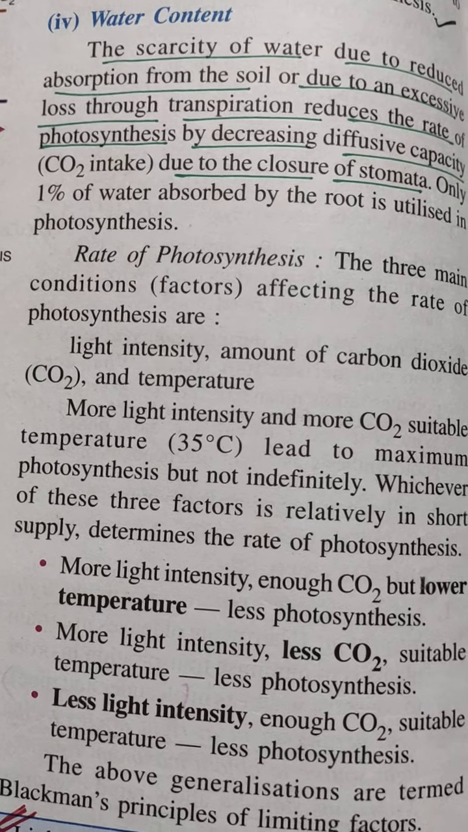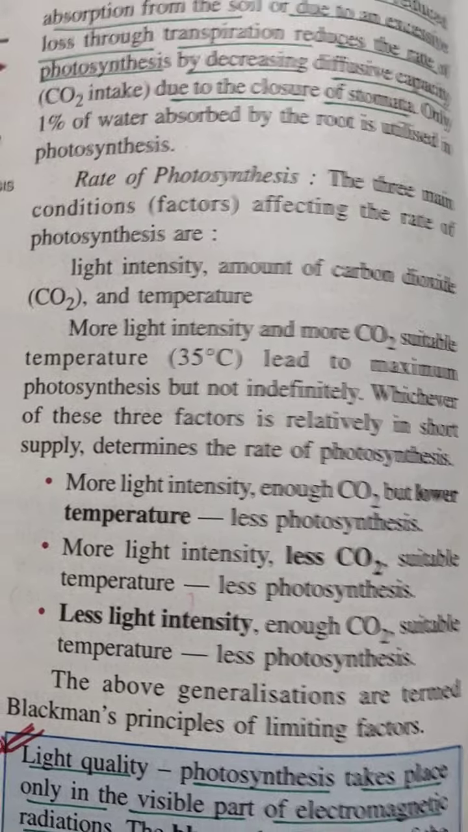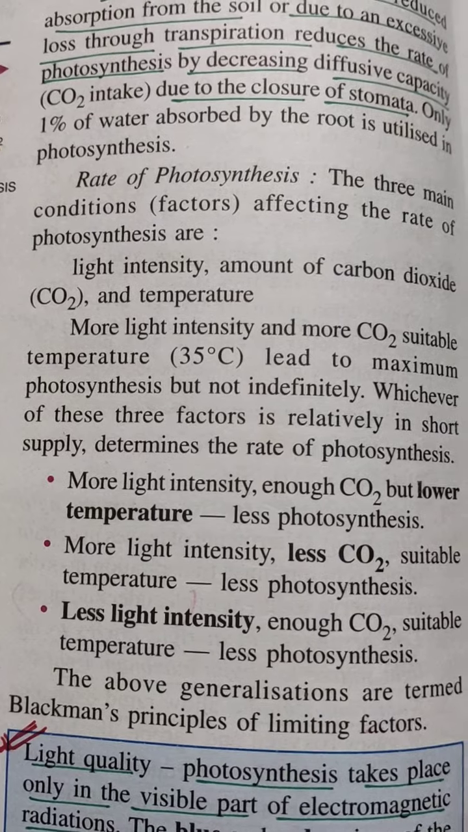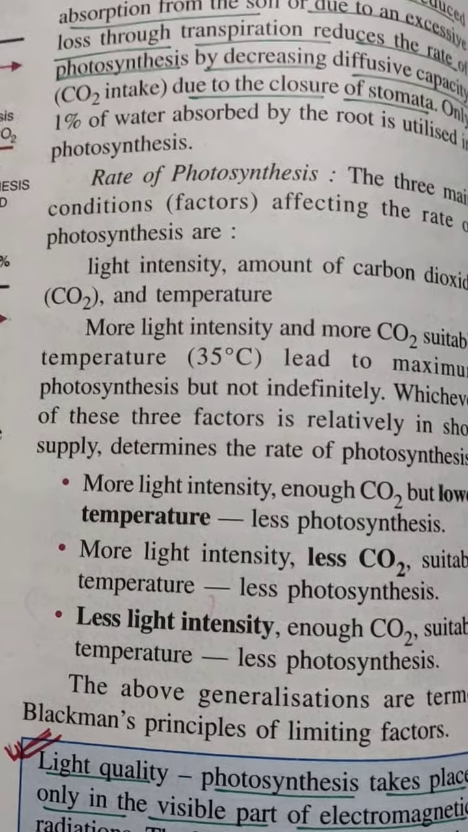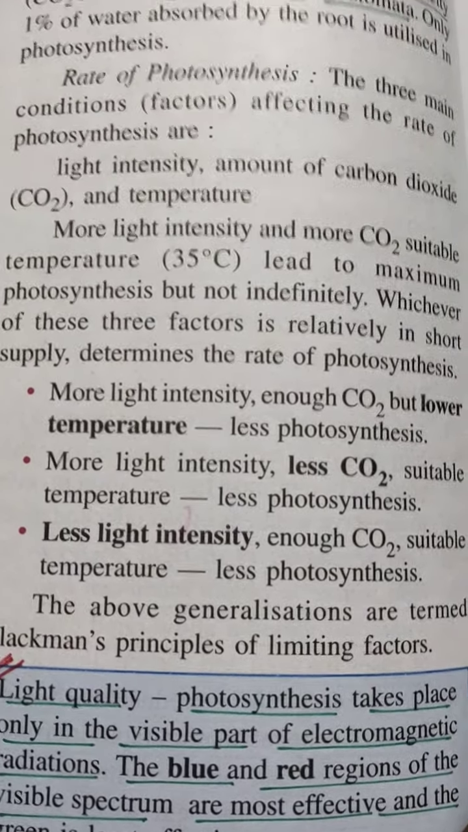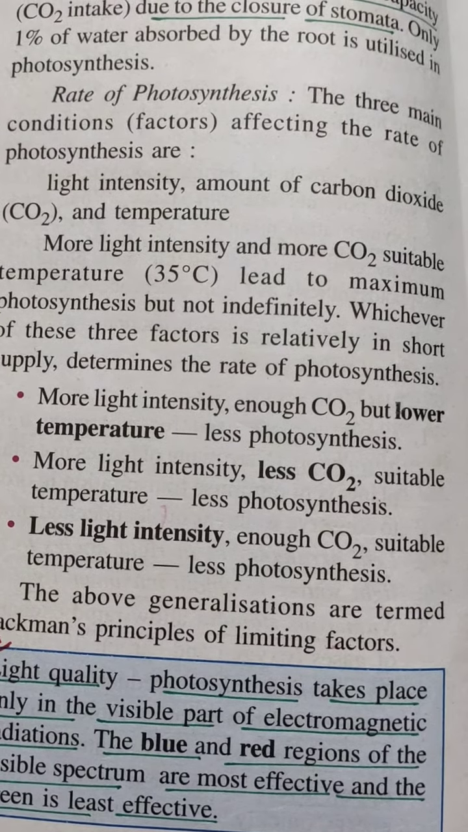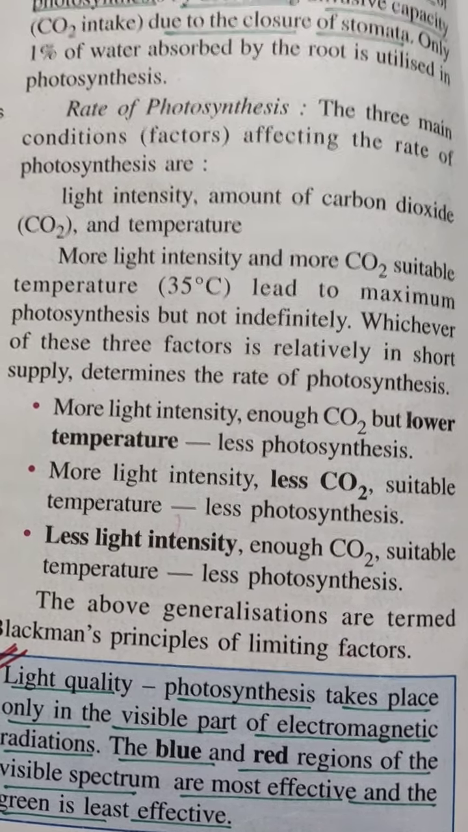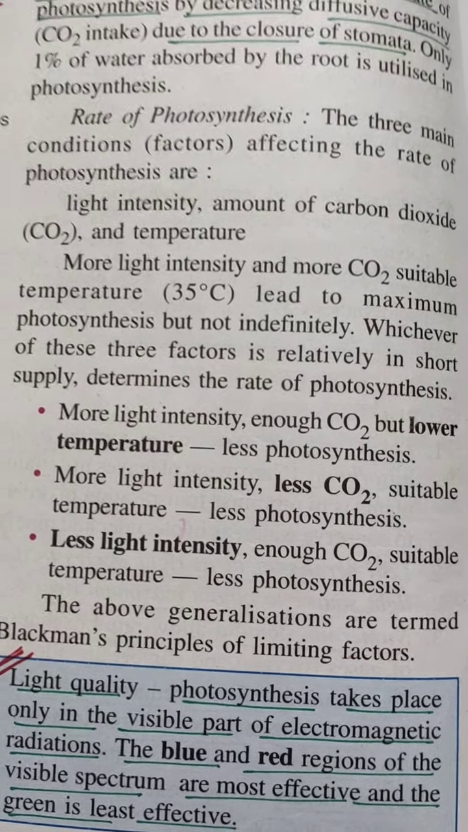Now, the three main factors affecting the rate of photosynthesis are light intensity, amount of CO2, and temperature. More light intensity and more CO2, suitable temperature lead to maximum photosynthesis, but not indefinitely. Whichever of these three factors is relatively in short supply determines the rate of photosynthesis. More light intensity, enough CO2 but lower temperature, that means less photosynthesis. More light intensity, less CO2, suitable temperature, less photosynthesis. Less light intensity, enough CO2, suitable temperature, less photosynthesis.